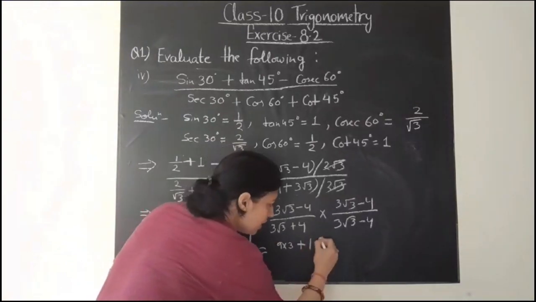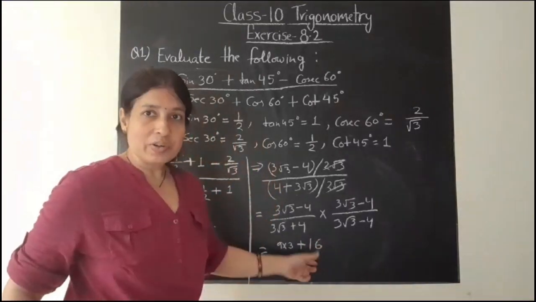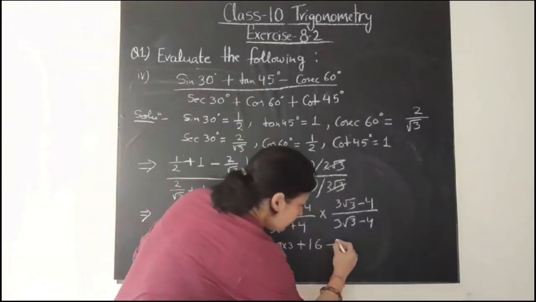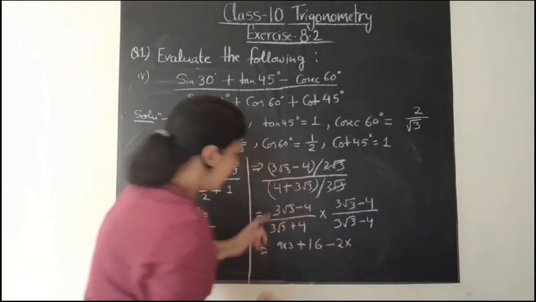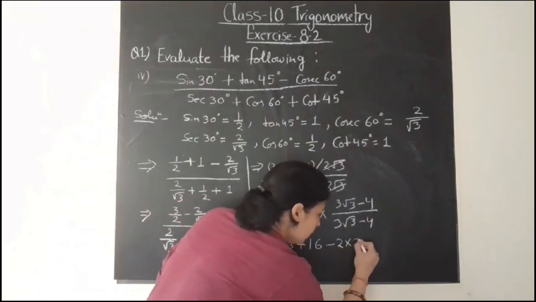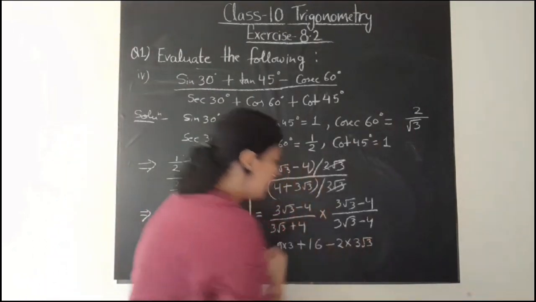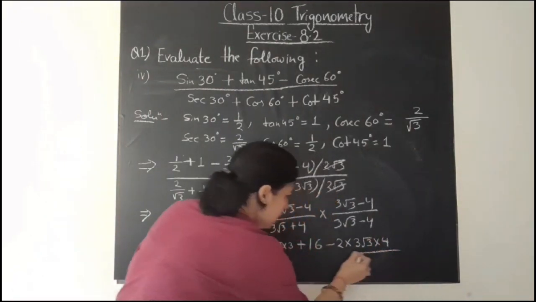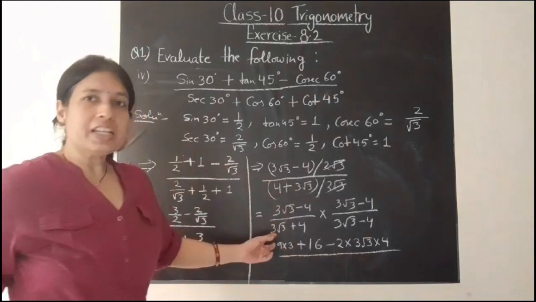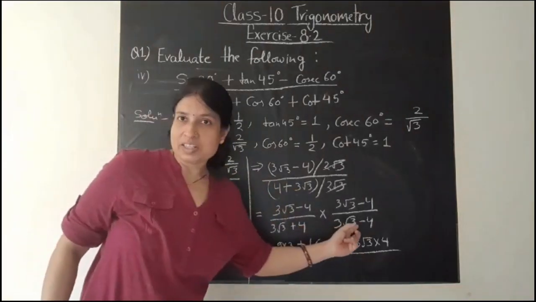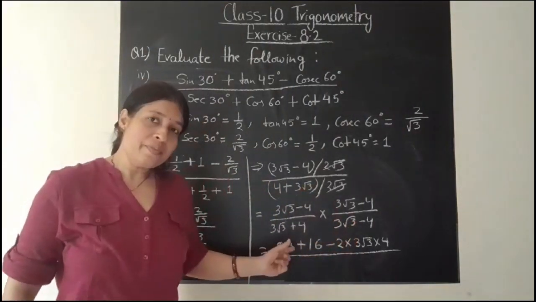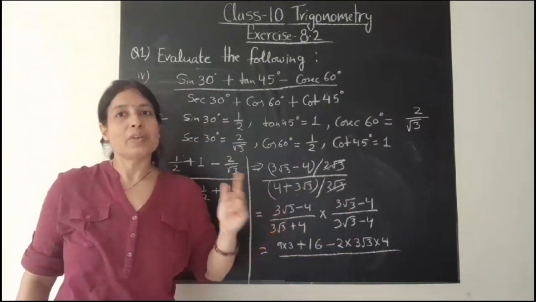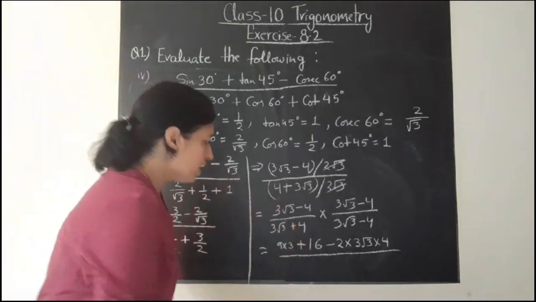So write here 16 times a square plus b square minus 2ab. So minus 2, write here 2. What is a? A is 3 root 3 and b is equal to 4. So multiply here by 4. And it is divided by a plus b into a minus b. So what will be the formula? A plus b into a minus b is equal to a square minus b square. So use that formula here.